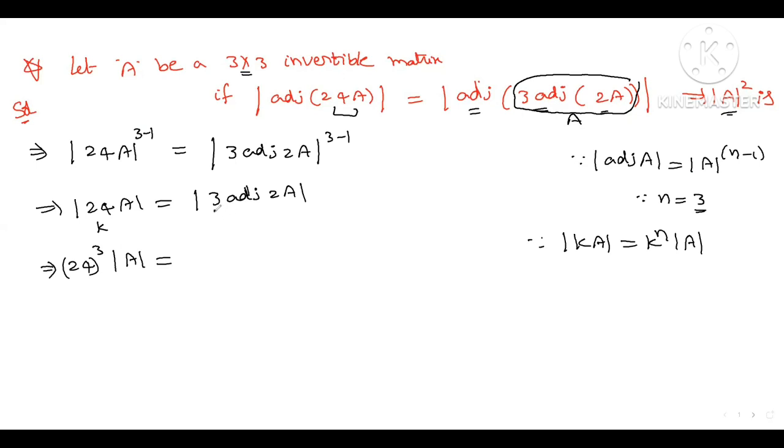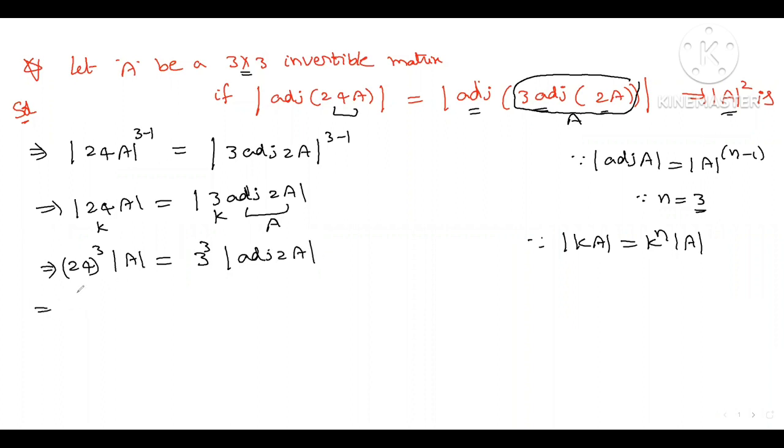here, what is the value of k? 3. The A matrix is replaced by adjoint of 2A, so we write adjoint of 2A in place of A. What do we get here? 3 to the power n, and n is nothing but 3 here. 3 to the power 3 into det of adjoint of 2A.